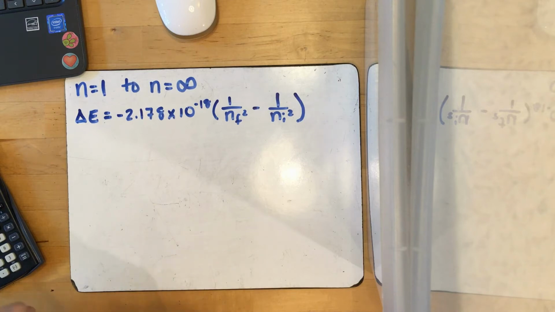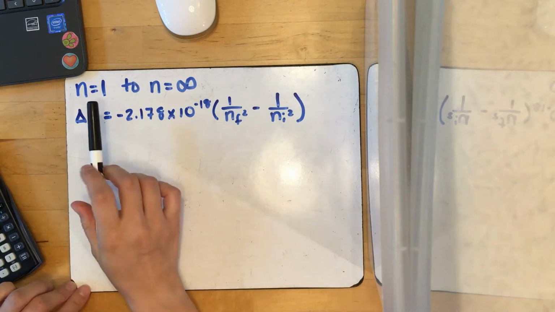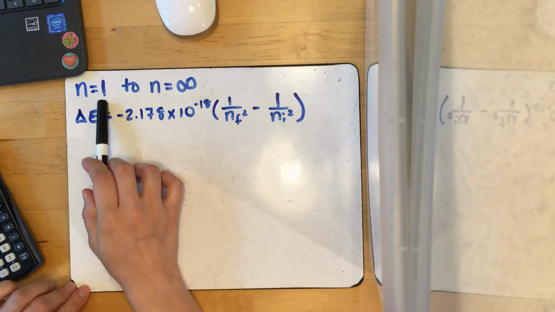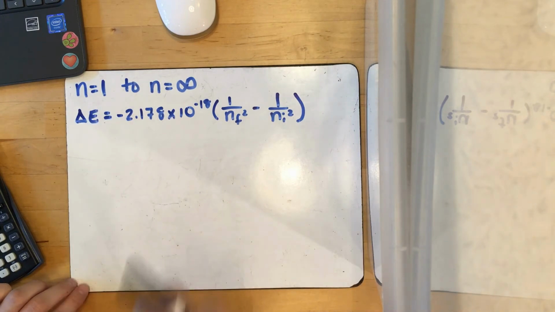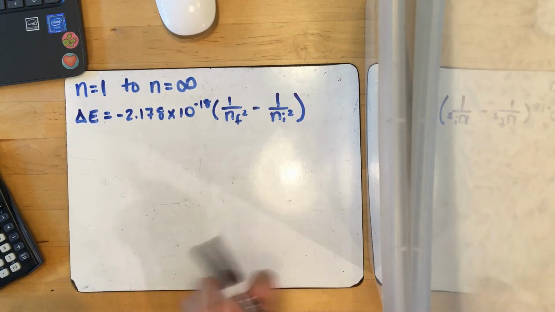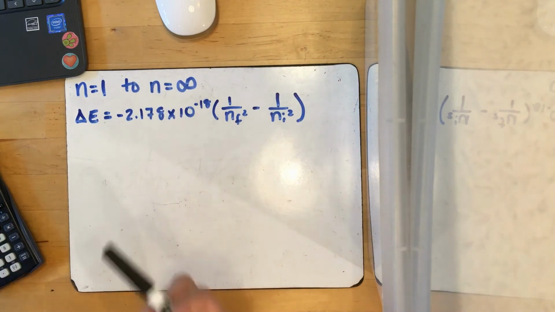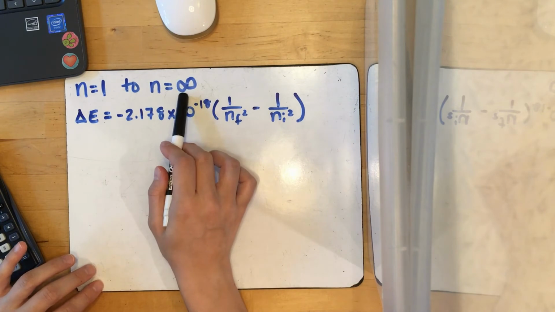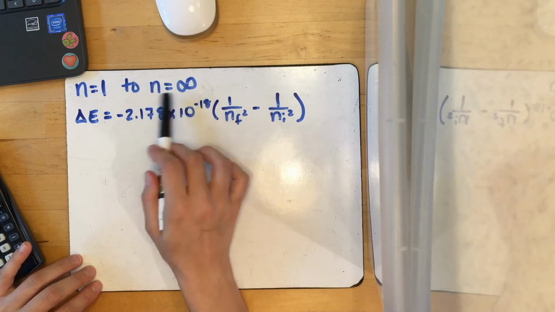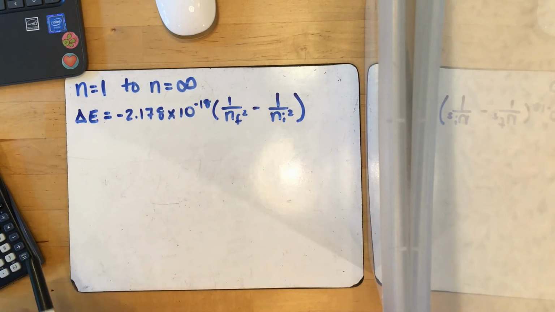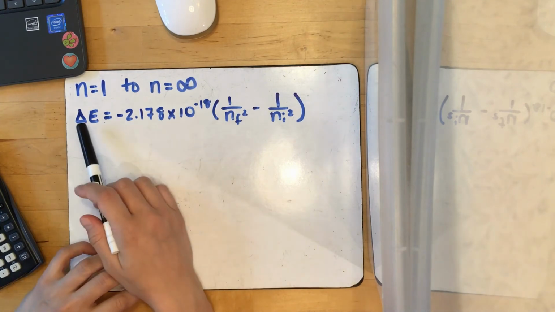Example 2 asks us to calculate the energy required to remove an electron from the hydrogen atom in its ground state. So in the ground state, the electron starts at n equals 1. To remove it, it means we're taking the electron away completely. And so to say that in our equation, we're going to put in infinity for our n final. So that is just like it's completely removed from the atom. It's not in any energy level anymore.